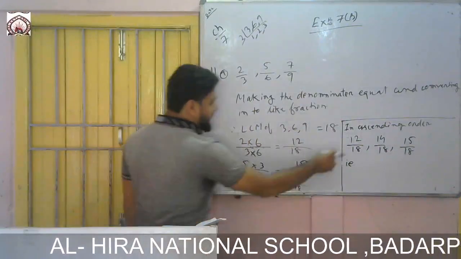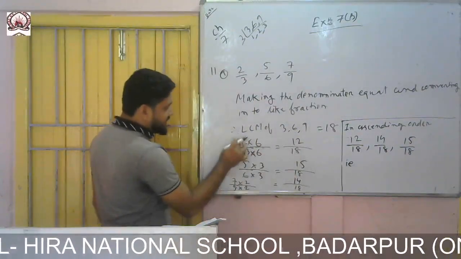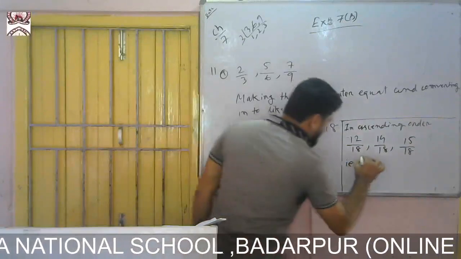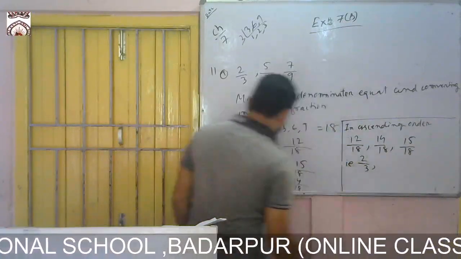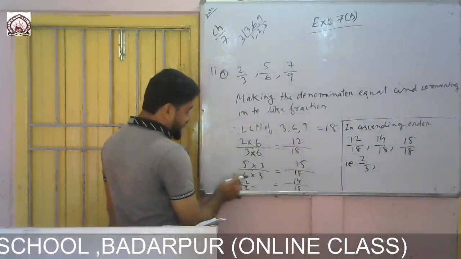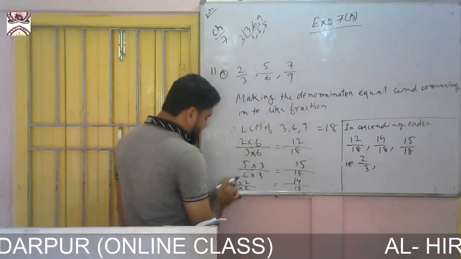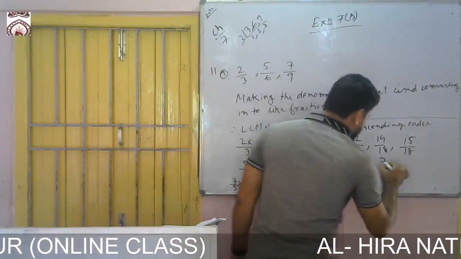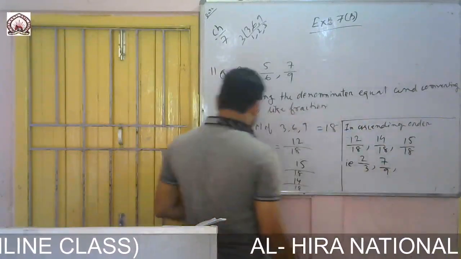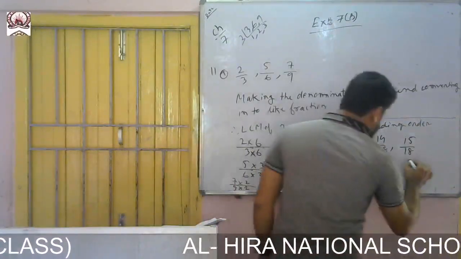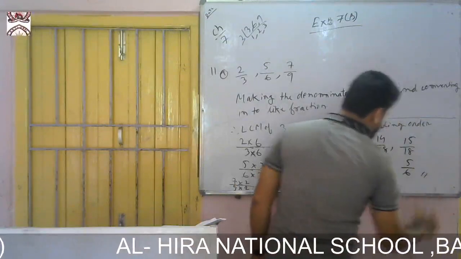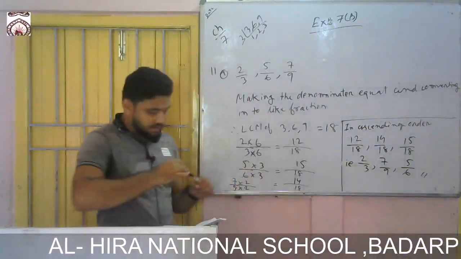corresponding original fractions. 12 by 18 means 2 by 3, so first you write 2 by 3, comma. 14 by 18 means 7 by 9. Then 5 by 6, since 15 by 18 means 5 by 6. So that is the answer.